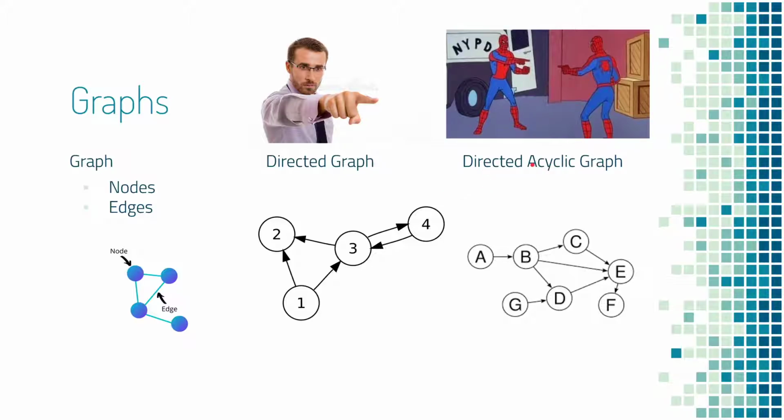So we have this thing called an acyclic graph, which just means there are no cycles. So here you can see there are no cycles anywhere. And that's really all you need to know about graphs. Directed graphs have arrows, and directed acyclic graphs don't have cycles.